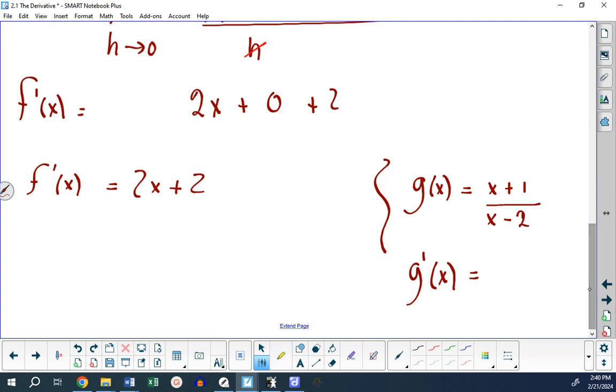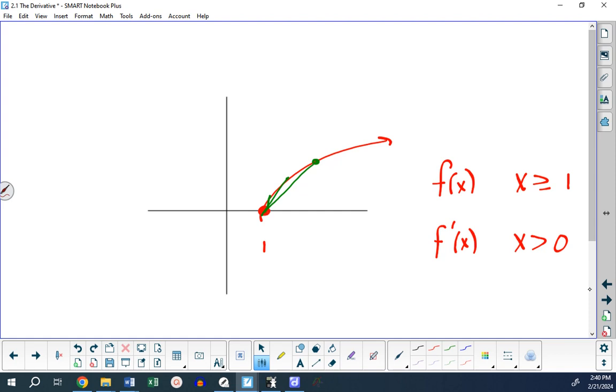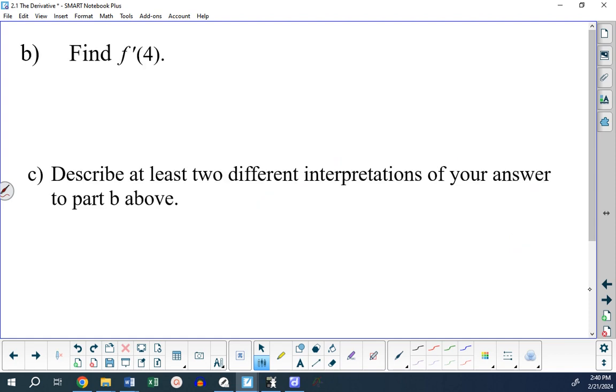Incidentally, the derivative here would be negative 3 over (x minus 2) squared. Don't try to break that code, because you're not going to be successful. All right, let's move on. Let's take a look at the next part of this question. What is f prime of 4?